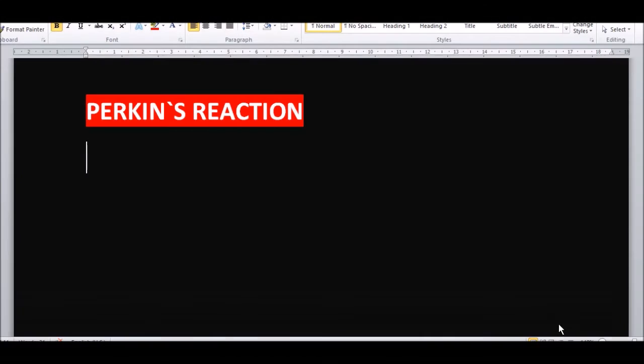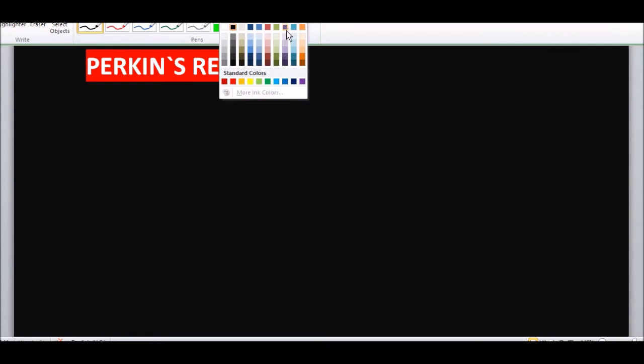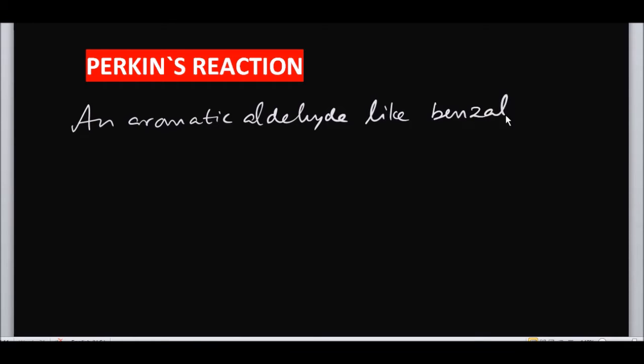Hello students, in today's session we are going to talk about the Perkin reaction, one of the important named reactions given in the carbonyl compounds lesson. What is called the Perkin reaction? An aromatic aldehyde like benzaldehyde you can consider. The compound benzaldehyde has the formula C6H5C double bond OH.